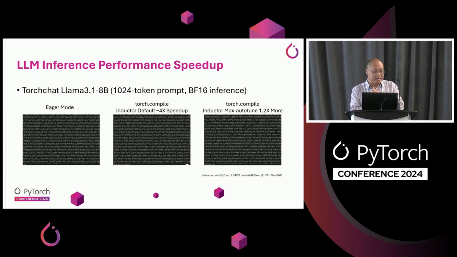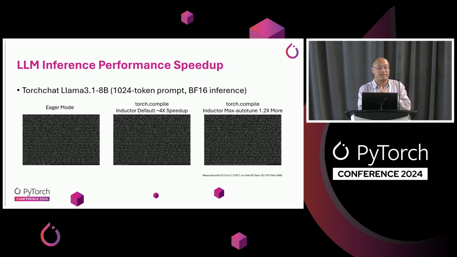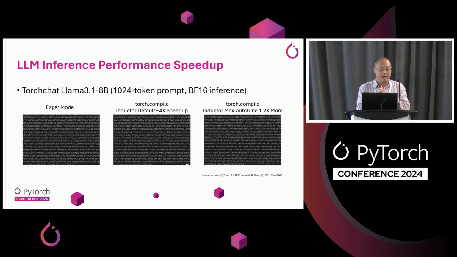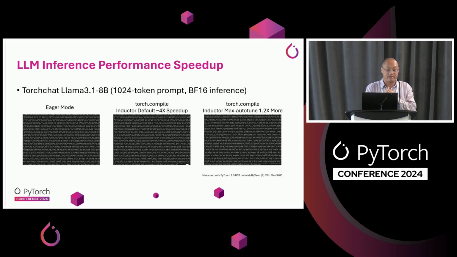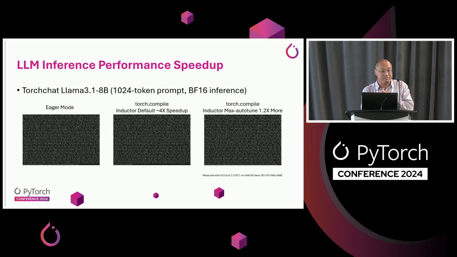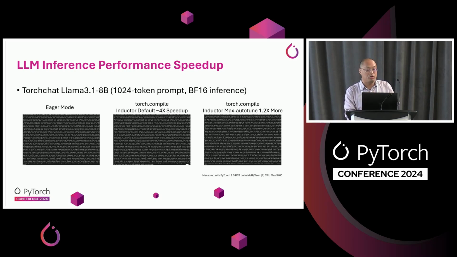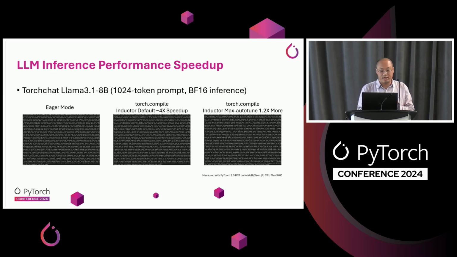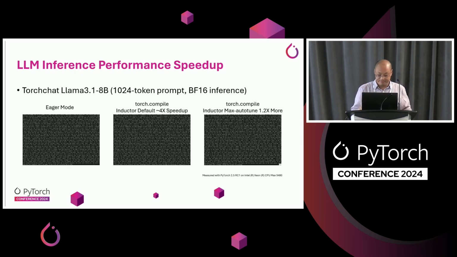We all know large language models are heavy in GEMMs. So we tested the performance with the TorchChat Llama 3.1 8 billion bfloat16 inference. The default compilation mode brings a 4x speedup, and the Max-autotune mode brings an additional 20% speedup on top of it.